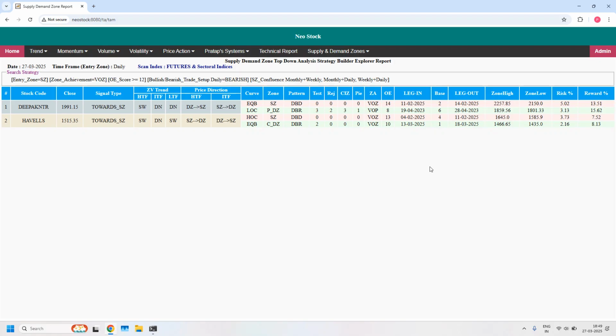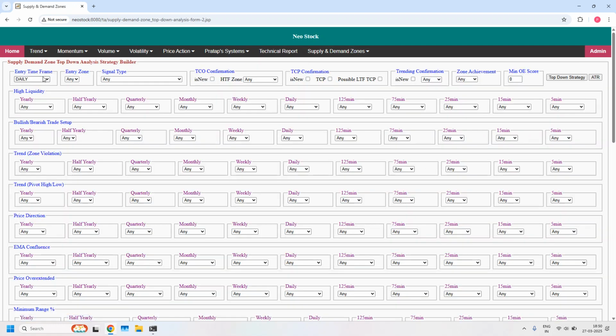Okay, this is about the bearish trade setup for monthly income trade. So we have completed monthly income trade. Next, we will look into weekly income trade. Weekly income trade, bullish trade setup, entry time frame 75 minutes, entry zone, demand zones. Bullish or bearish at 75 minutes, I am selecting bullish.